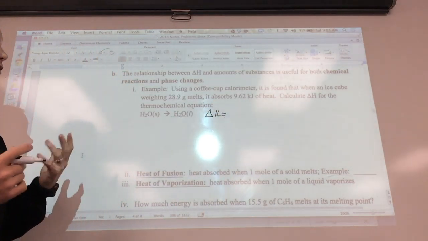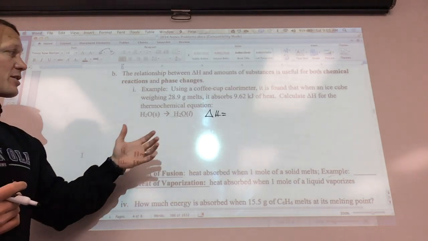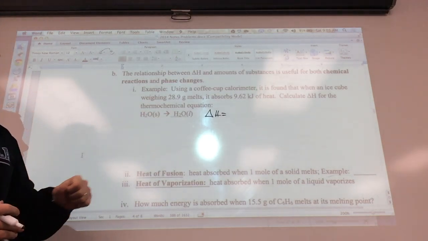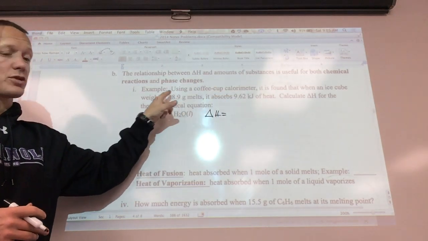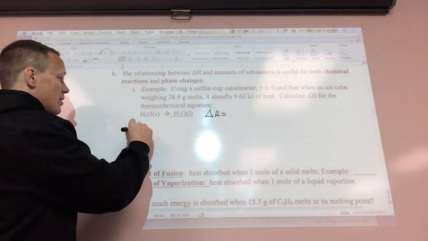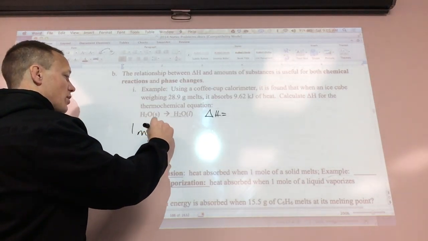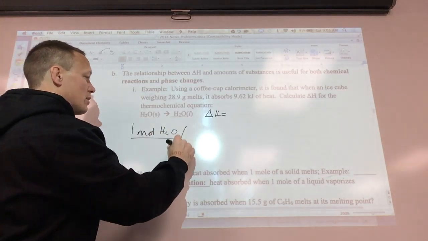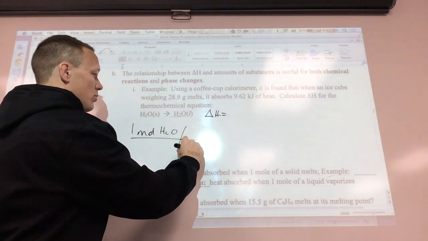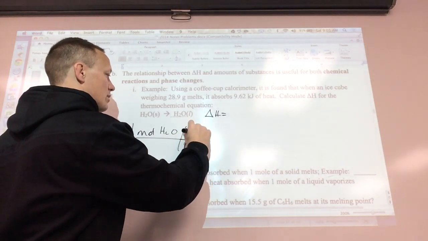Actually we don't know the delta H. We're trying to figure out what it is. So we're trying to figure out how many kilojoules per mole does it take. We know that there's this many kilojoules for that many grams. So we want to know how many kilojoules per mole. So I'm going to say that for every 1 mole, if we had 1 mole of water, we could say that a mole is 18 grams of water.